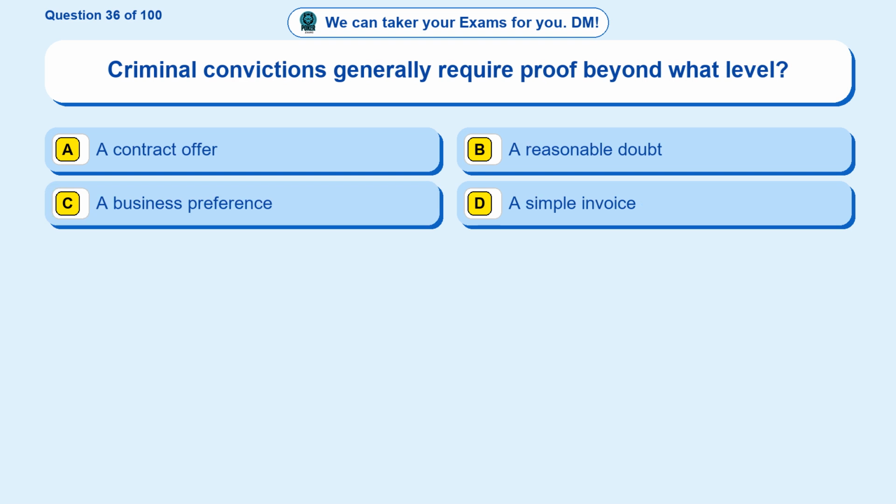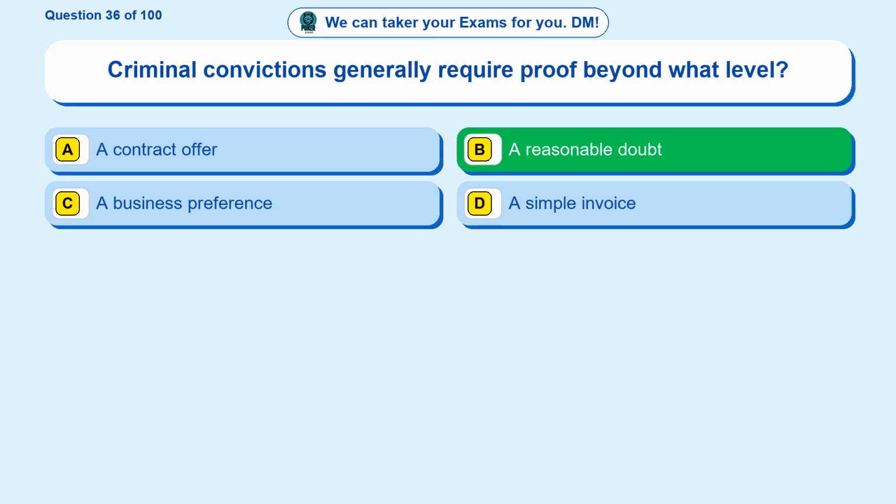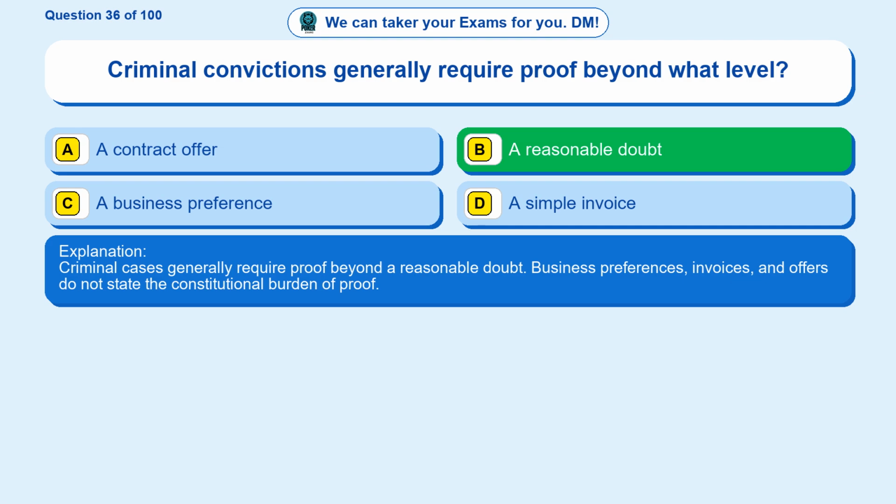Question 36. Criminal convictions generally require proof beyond what level? Option A, a contract offer. Option B, a reasonable doubt. Option C, a business preference. Option D, a simple invoice. The correct answer is option B. A reasonable doubt. Criminal cases generally require proof beyond a reasonable doubt. Business preferences, invoices, and offers do not state the constitutional burden of proof.